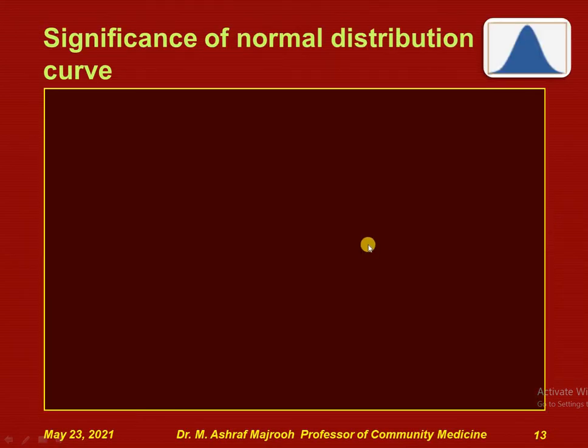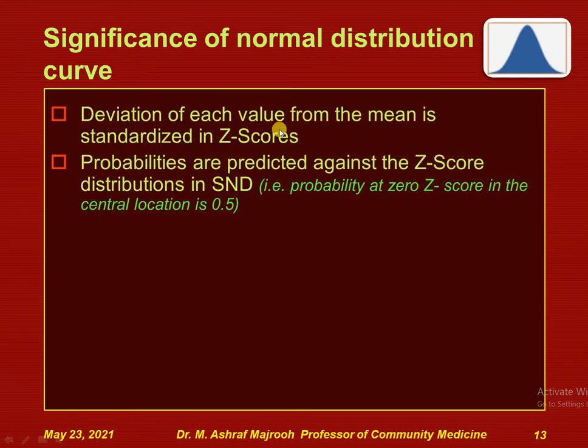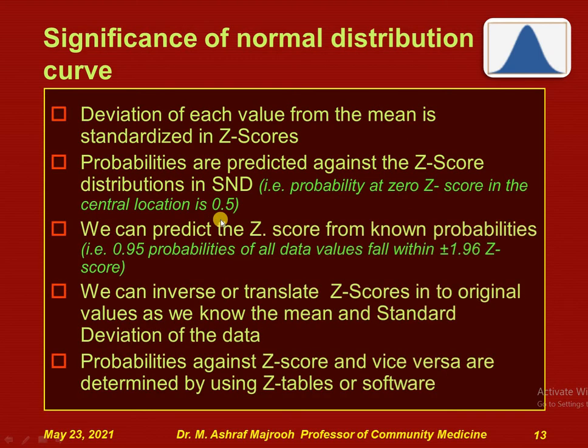So the significance of the normal distribution curve is that the deviation of each value from the mean is standardized in z-score. Probabilities are predicted against the z-score distribution in the standard normal distribution. For example, the probability at 0 z-score in the central location is 0.5. We can predict the z-score from known probabilities. If 0.95 probability of all values in the dataset is considered, they will fall within plus minus 1.9 z-score. We can inverse and translate the z-score into original values as we know the mean and standard deviation.